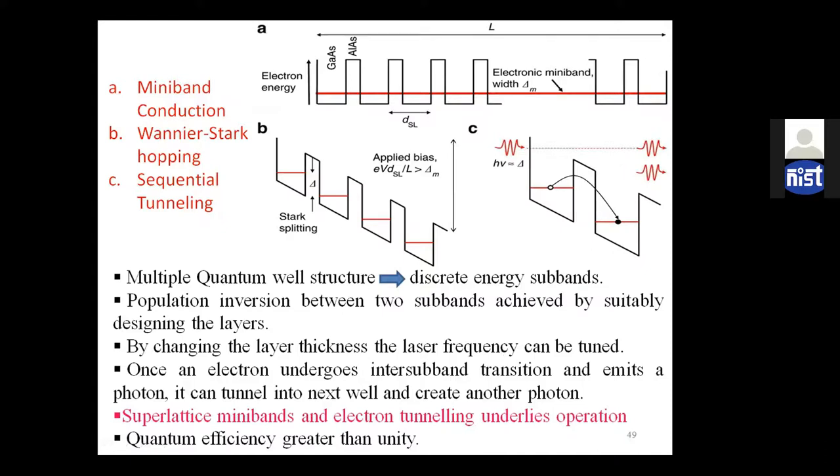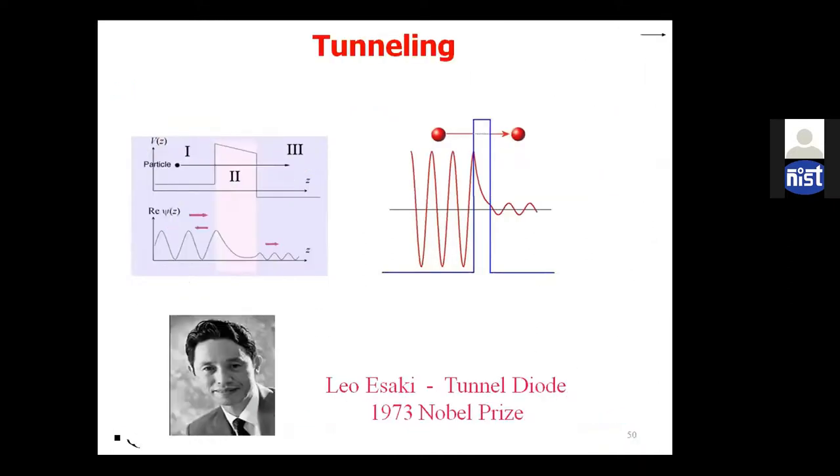Once an electron undergoes an intersubband transition and emits a photon, it can tunnel into the next well and create another photon. So there may be superlattice mini bands and electron tunneling under light operation, and the efficiency is quite high as compared to a simple quantum well structure. So the second phenomenon, after I covered the confinement effect, is tunneling. As all of you know, for tunneling, Leo Esaki got the Nobel Prize in 1973. By using this tunneling concept, we also generate negative resistance that can be used for microwave operation.